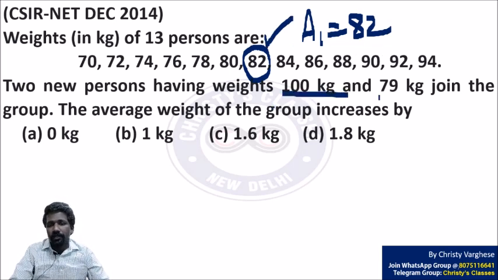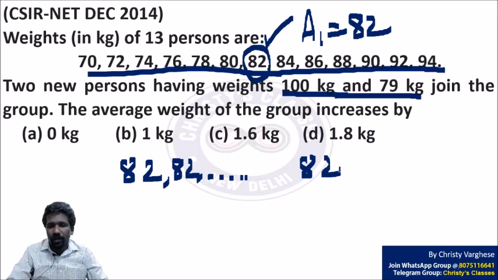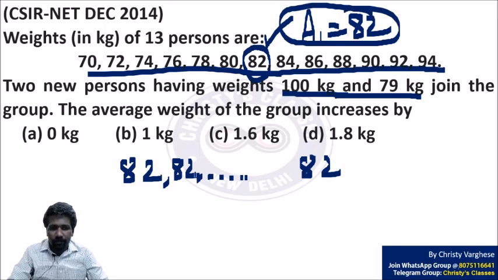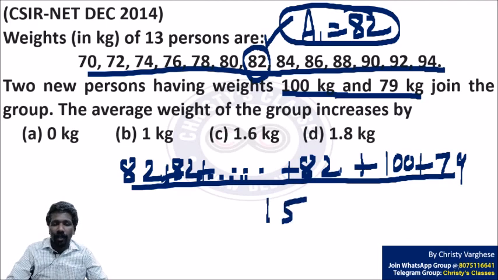Now about the new average, in the last class we discussed the compensation technique. If all the 13 observations are 82 average means, you can think 82 is all the terms. Considering all the terms as 82 is not a mistake, because with respect to average anyway you are going to add now. So 82 into 13 is there, plus 2 more terms are added, 100 plus 79, divided by 15, that will be the new average now.